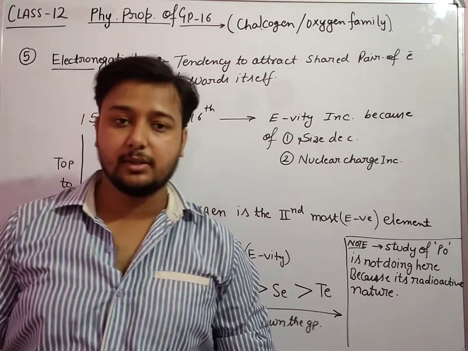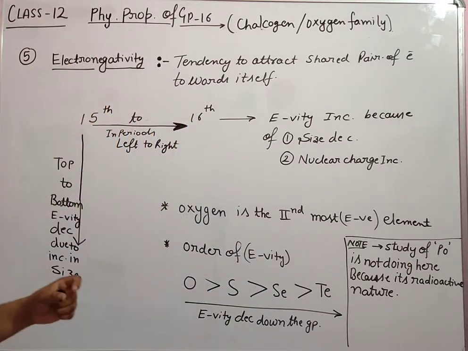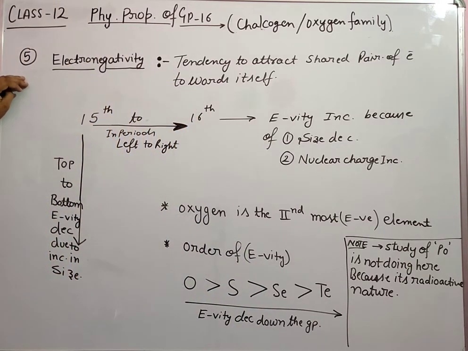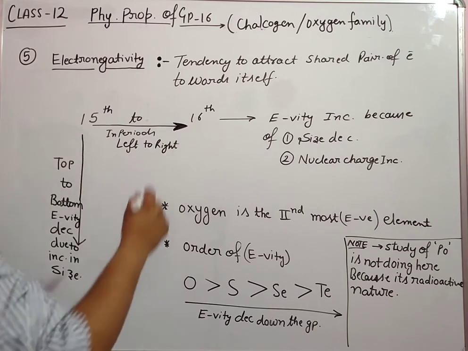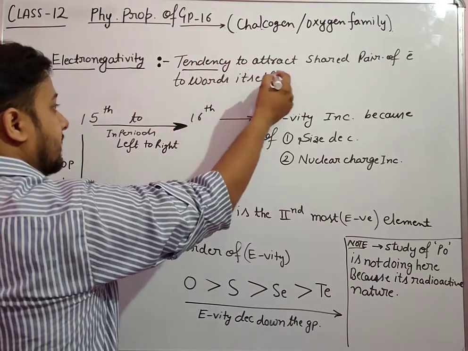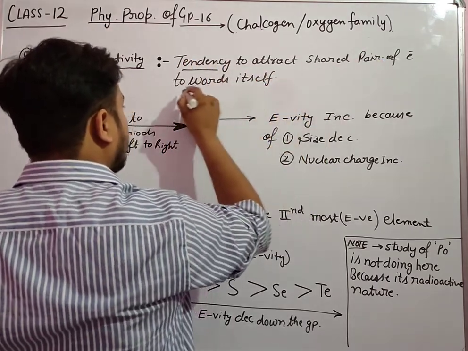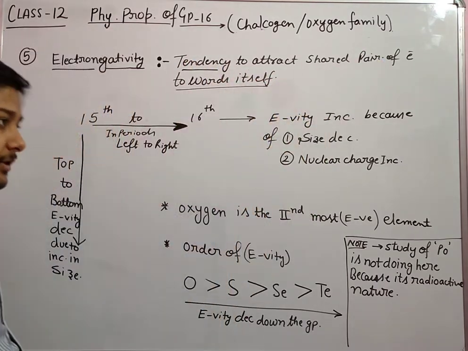Students of class 12, today we will discuss the physical properties of group 16, the fifth physical property: electronegativity. What is electronegativity? It is the tendency to attract the shared pair of electrons towards itself. We have discussed electronegativity in detail in 11th class.